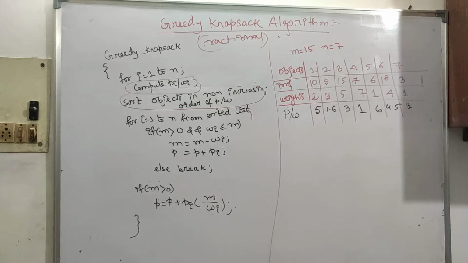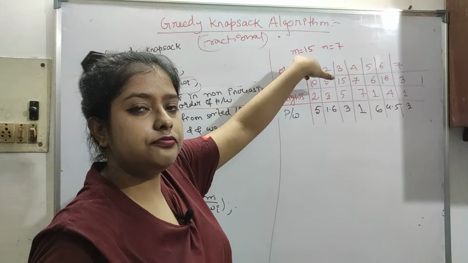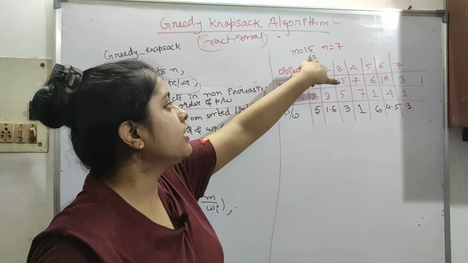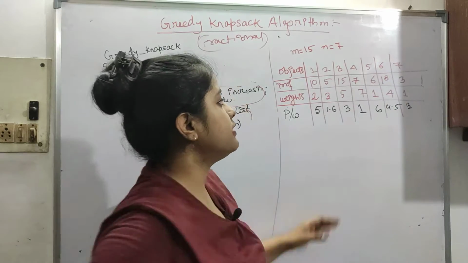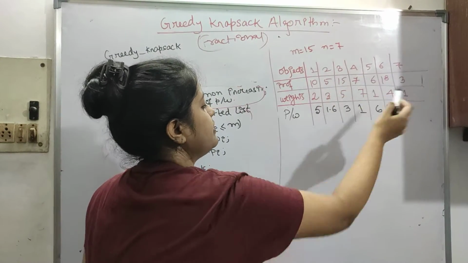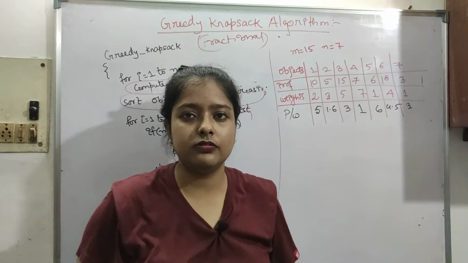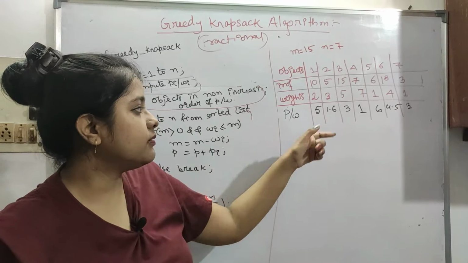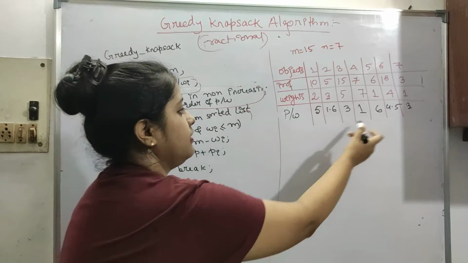So now let's see this example. The total weight of our knapsack is 15, and there are 7 items: 1, 2, 3, 4, 5, 6, 7. The profit is given and the weight is given, but the profit by weight ratio was not given, so we have to find it out. I have done this before because I'm not good at calculations, so I have written it out.